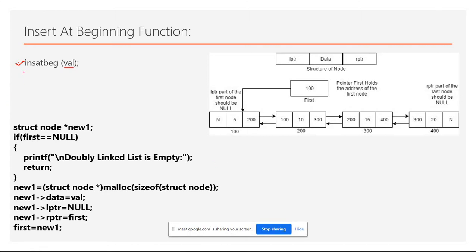So for example, suppose the user says I just want to insert at beginning, right? Now how many nodes do we have in the existing linked list? If you see here, we have first value 5, then second value 10, then third value 15 and 20. So there are 4 nodes, right? Now what we need to do is, first of all, we are just putting a restriction.